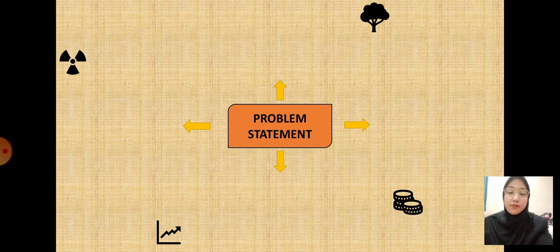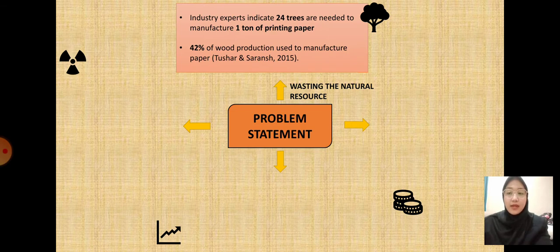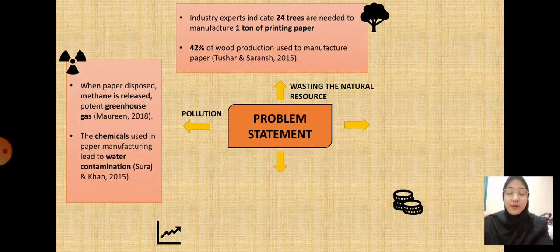There are four problem statements in this study. First, wasting the natural resources. Experts indicate 24 trees are needed to manufacture 1 ton of printing paper, and 42% of wood production is used to manufacture paper. Second, pollution. When paper is disposed of, methane is released, a potent greenhouse gas. The chemicals used in paper manufacturing lead to water contamination.